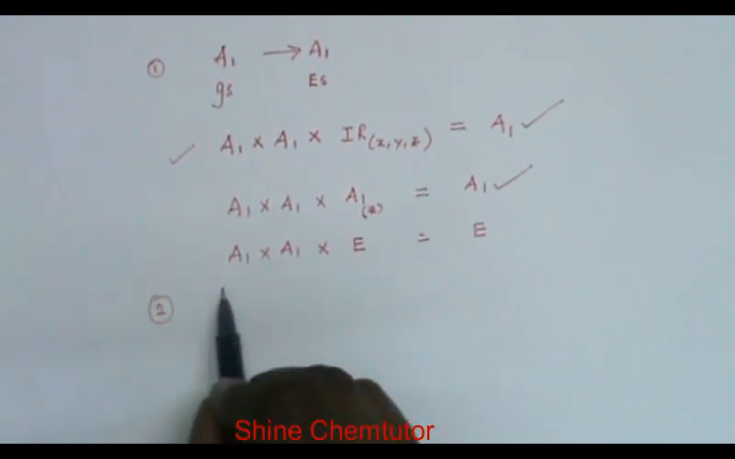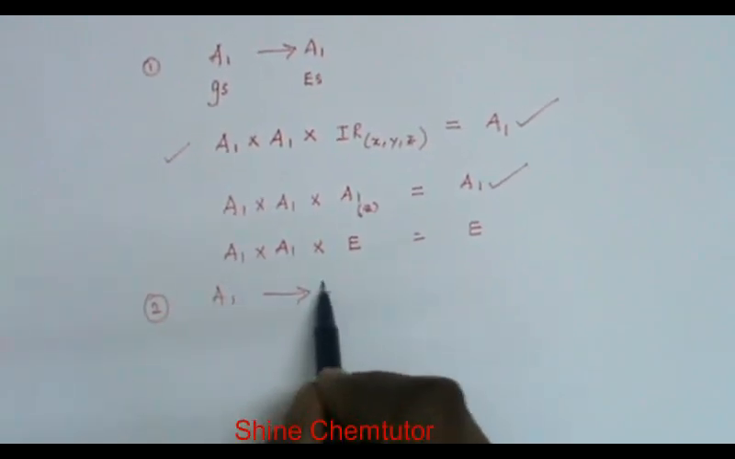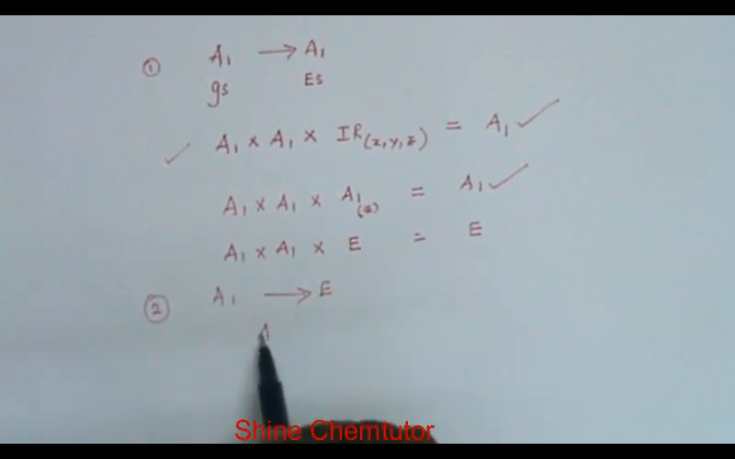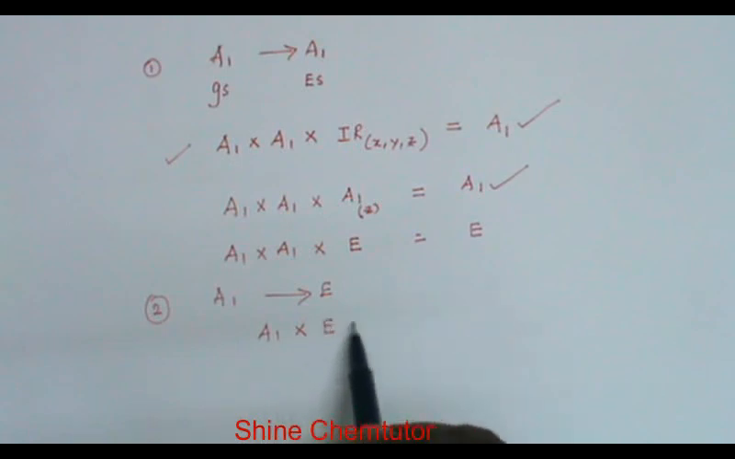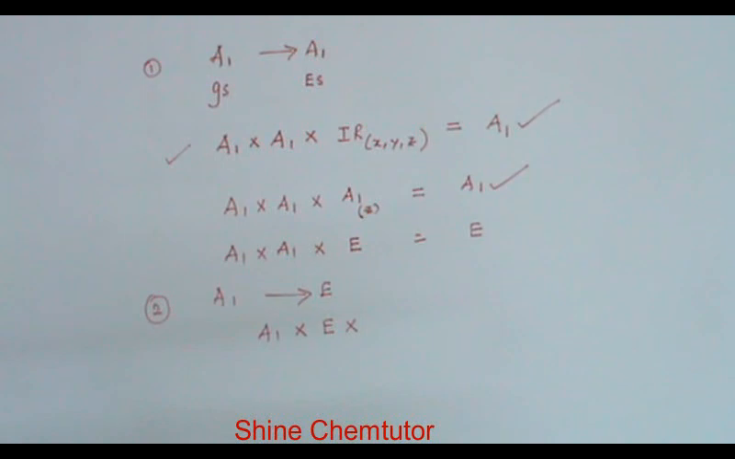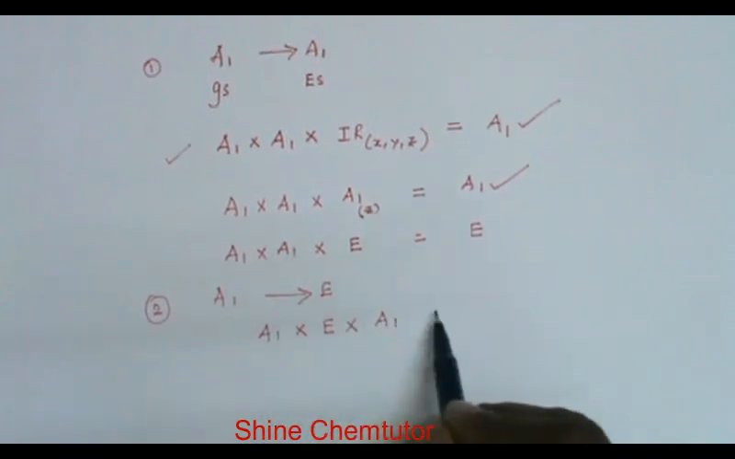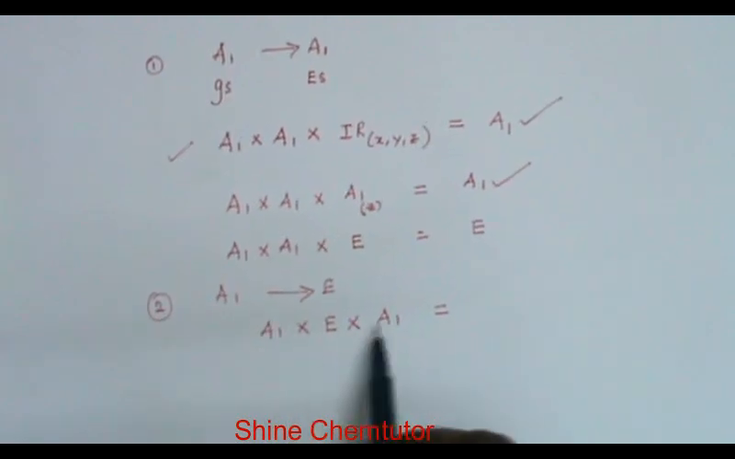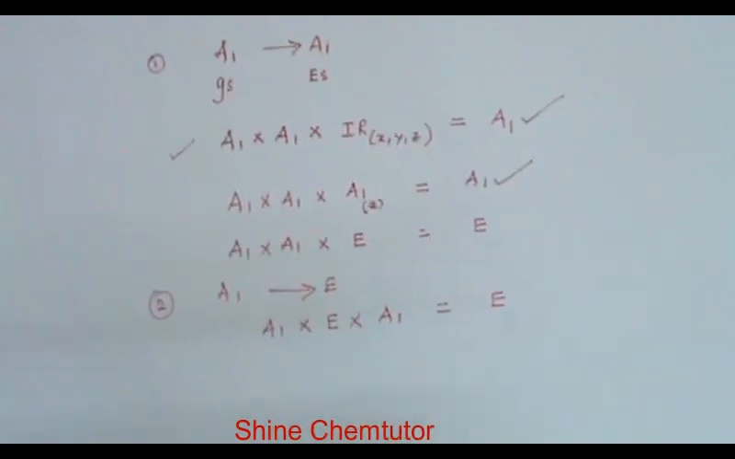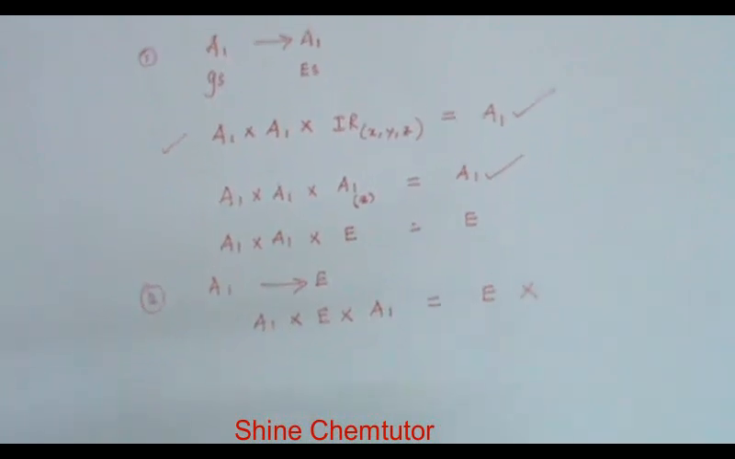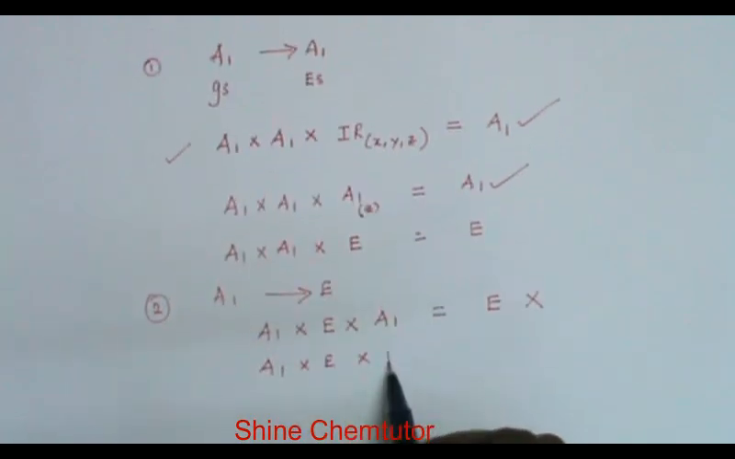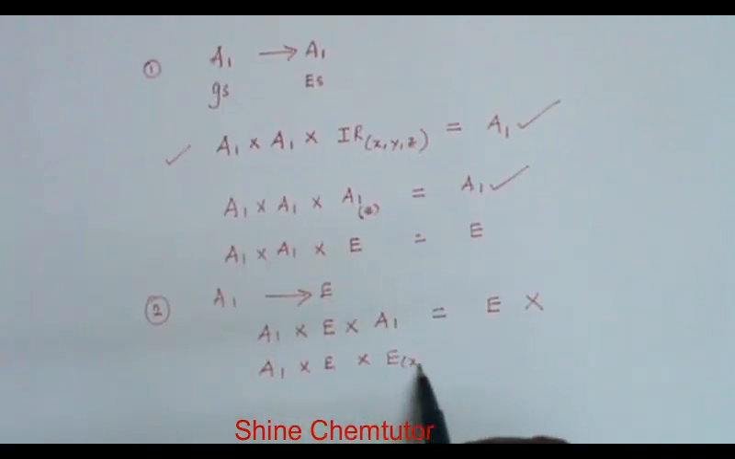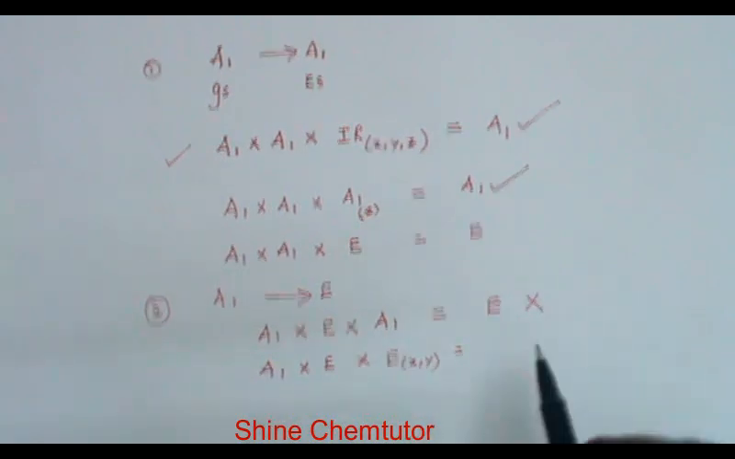The second transition is A1 to E. Once again, I go for a similar calculation. A1 is the ground state, E is the excited state. The irreducible representation that corresponds to the z axis is A1. When I take the direct product, what I get is E. I have not got the totally symmetric irreducible representation. Now I go for the direct product with E, the irreducible representation for the x and y coordinates.